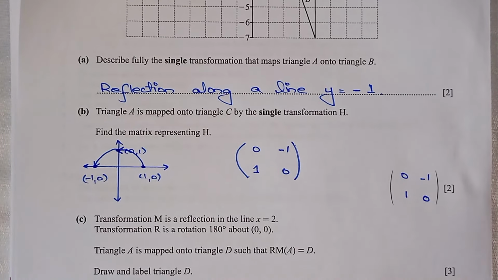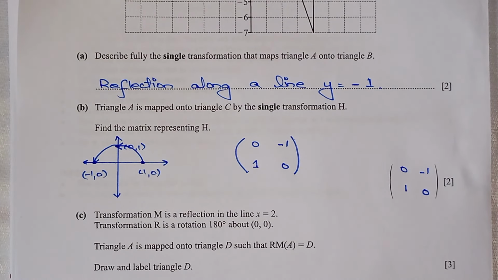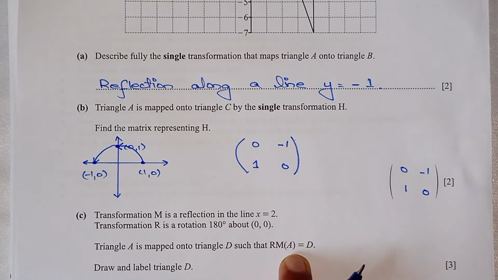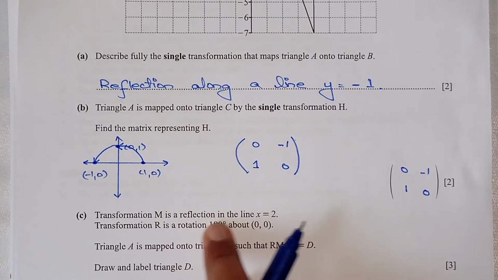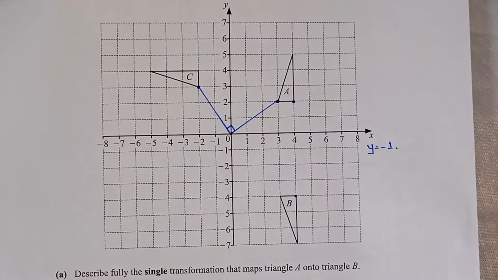Now for the C part, transformation M is a reflection in a line x equals to 2. Transformation R is a rotation 180 degree about origin. Triangle A is mapped onto triangle D such that RM of A would be D. And draw and label triangle D. It means first we need to apply the transformation M on triangle A and then transformation R on M to get the triangle D. So first let me apply the transformation M, that is a reflection in a line x equals to 2. Okay, so first we need to draw x is equals to 2.